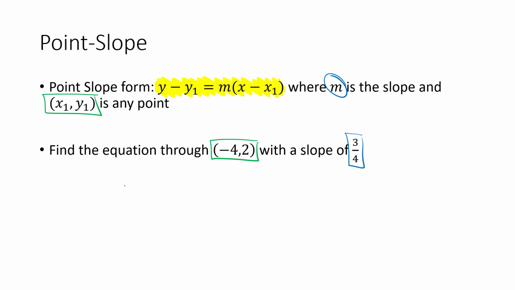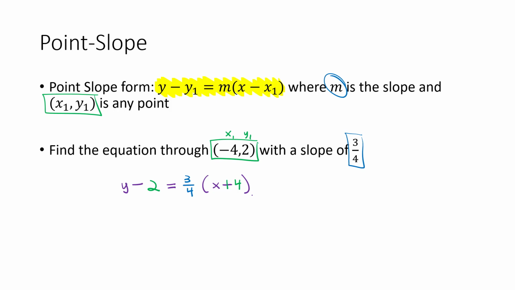So our equation is y minus the y1, which is from our point. Our point is (x1, y1). So in this case, y1 is 2, equals m. M is my slope, which is 3/4, times x minus the x1. Well, the x1 is -4, so minus a negative will make it a positive 4.